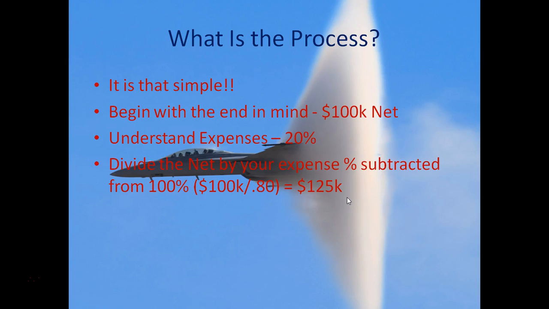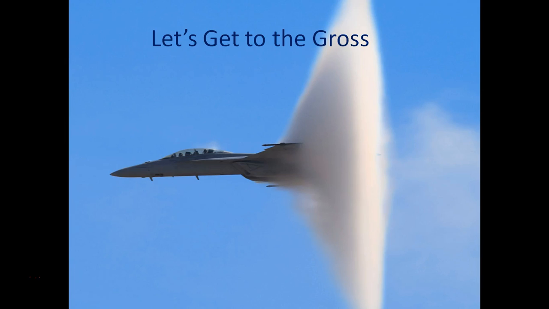What does that mean? It means that we need to gross 125,000 in income if we're going to net 100,000 with a 20% expense ratio. So, okay, that's the amount you need to gross. That's what I just said. Let's get to the gross. Now that's great. So now we need to gross 125.